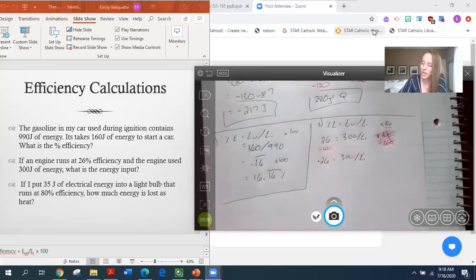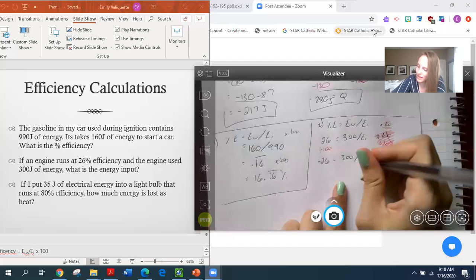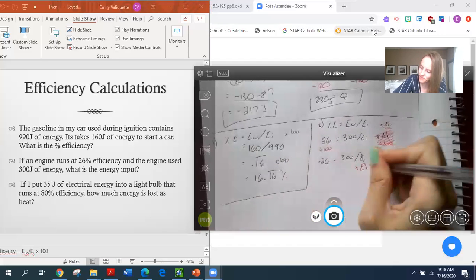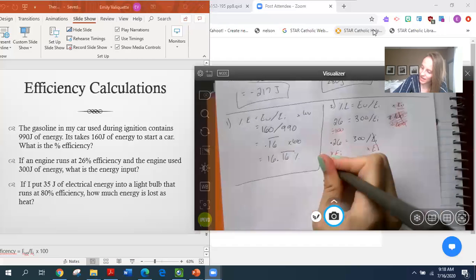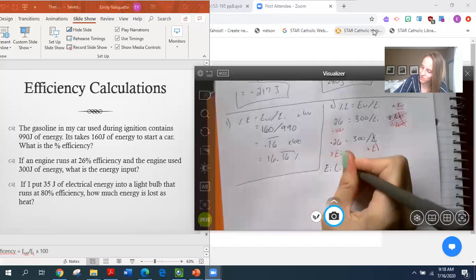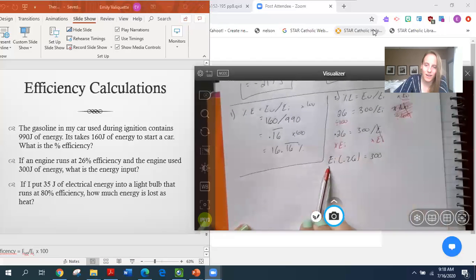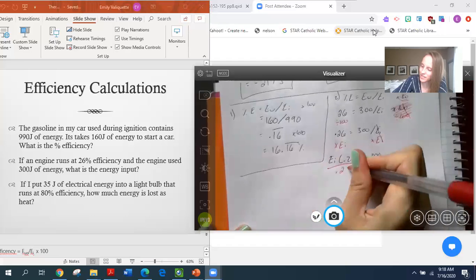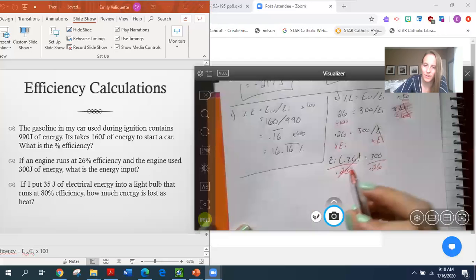And of course, our rule is that when we have a fraction like this, the thing on the bottom must be the thing that moves. So we are going to multiply by EI on both sides. That gives us EI times 0.26 equals 300. And now in order to get our energy input by itself, we will divide the 0.26 away from it. What we do to one side, we must also do to the other.